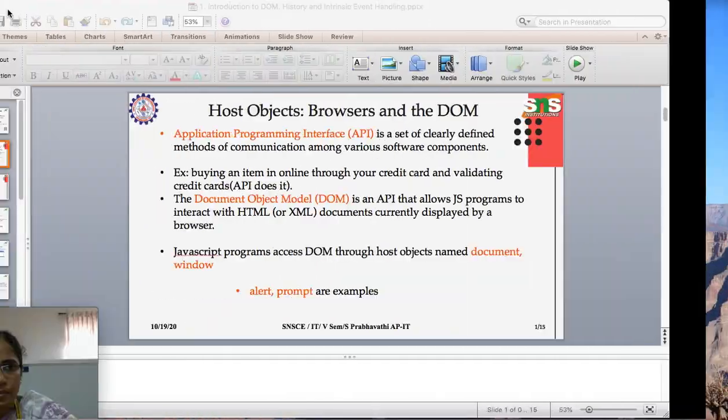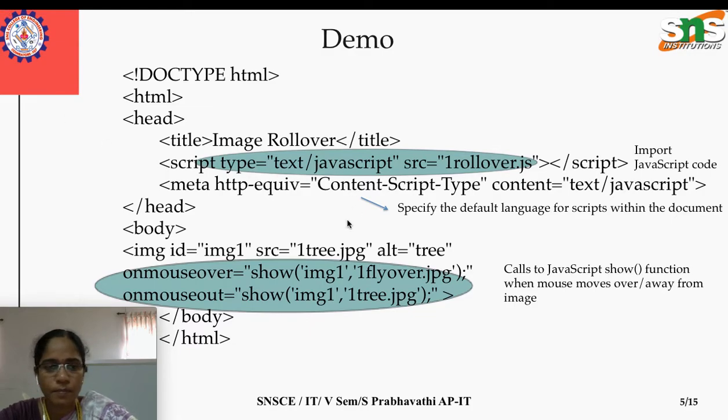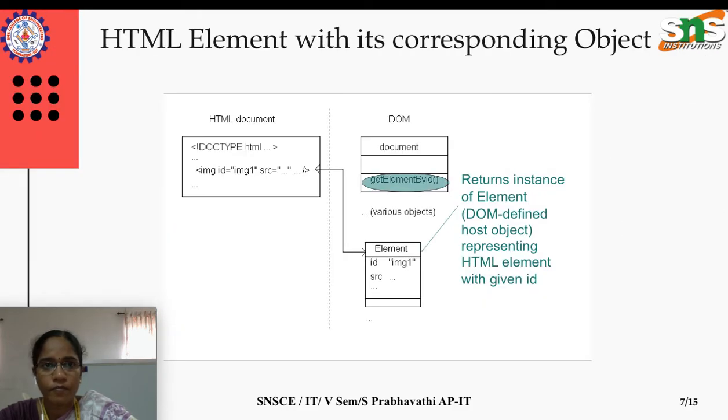Let's move back to our presentation. So, simple event handling: an HTML element with its corresponding object. See here, in this example we have seen image is an HTML element and it takes two attributes, ID and source. So using DOM we could access this element. While at runtime we are interacting with the image, is it not? So we need to fetch that image element. DOM provides that feature.